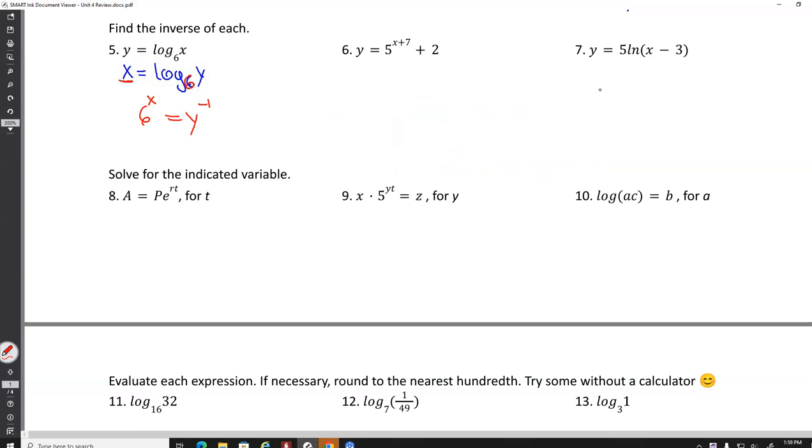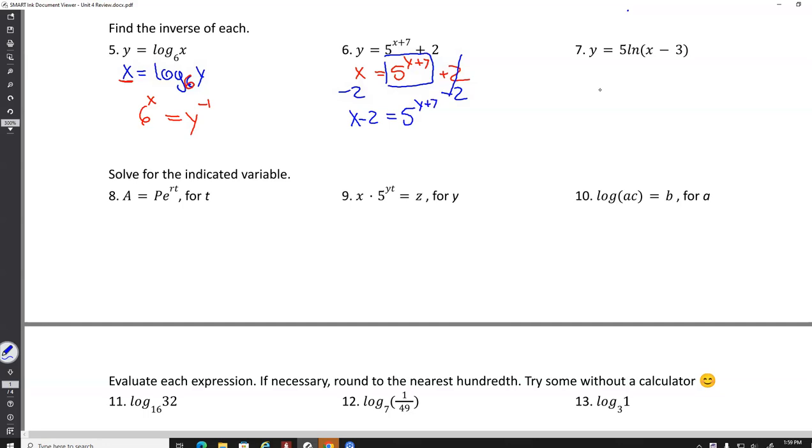All right, question 6. Again, this is an exponential function, so we have to find an inverse, which is going to be a log function. So again, I'm going to switch x and y. So this is 5 to the y plus 7 plus 2. Now, I want 5 to the y plus 7 to be by itself before I can turn it into a log. So I'm going to move the 2 by subtracting it, which is the opposite of a plus, okay? Now, x minus 2 on one side and 5 to the y plus 7 stays, okay?